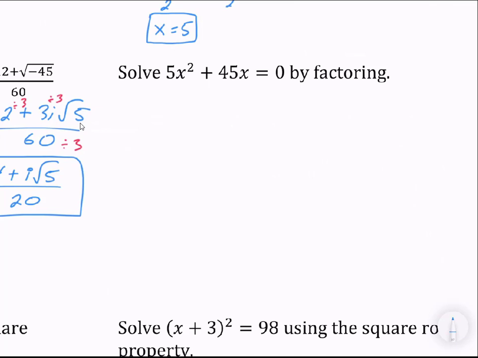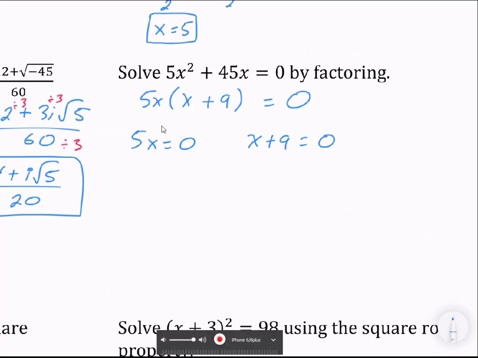5 goes into 45 and 5, right? Is there anything else that goes into both of those? 5x. Yeah, there is actually. So let's take 5x out, parentheses, x plus 9. Now, once we've got something factored, and this is one variation on factoring, we want to set them equal to 0. So 5x equals 0 and x plus 9 equals 0.